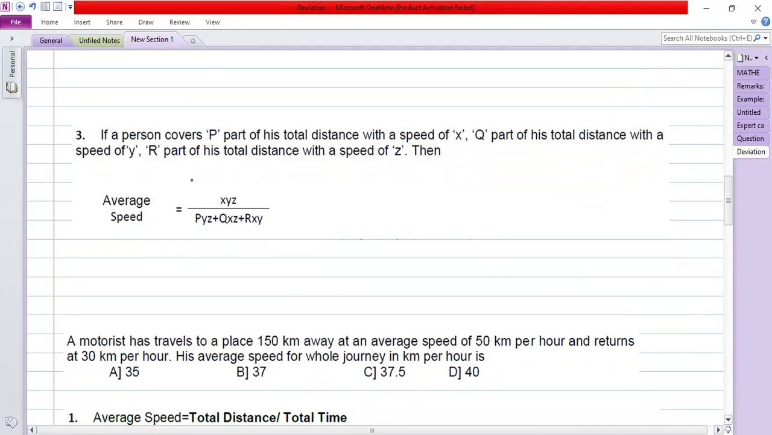There is one more formula here. At present, I don't have any question based upon this.